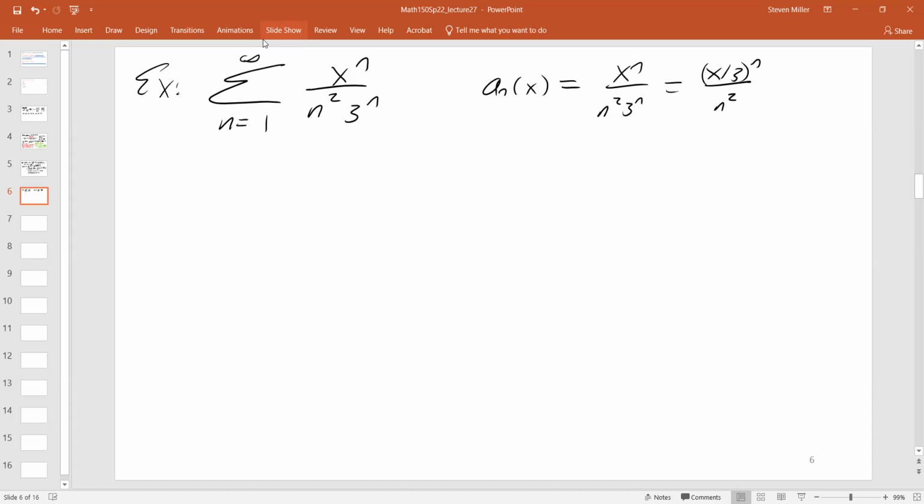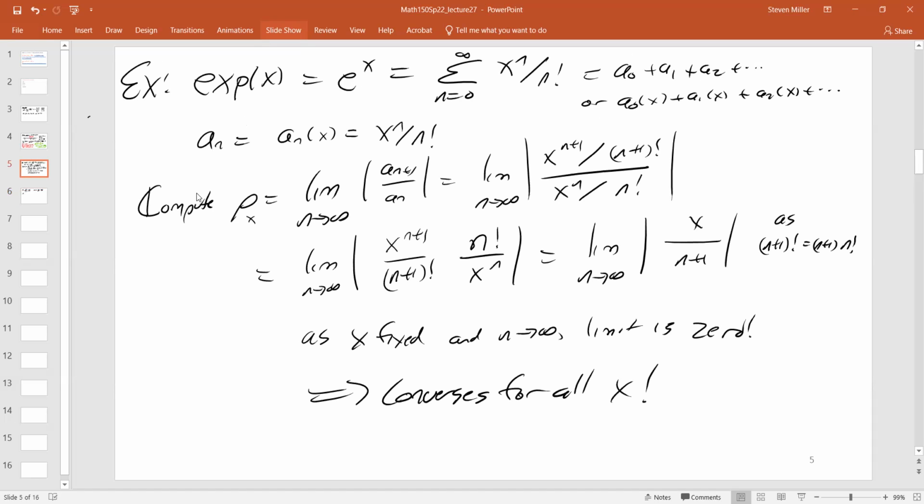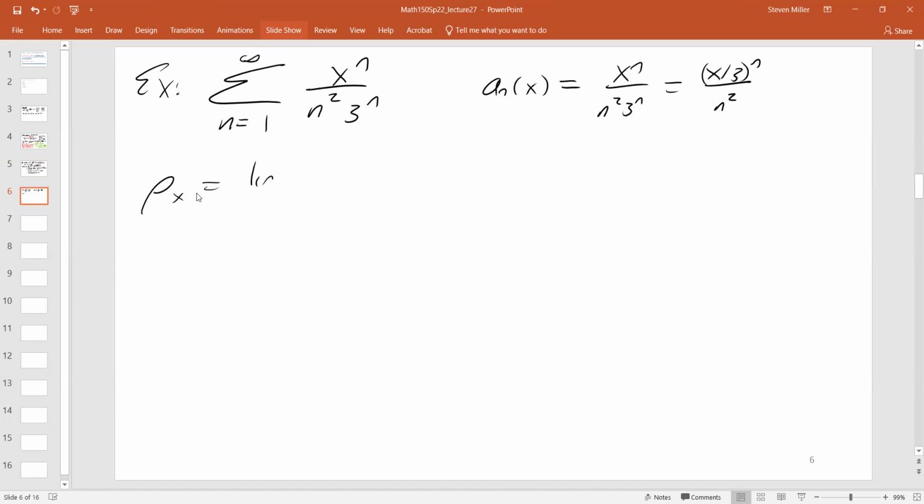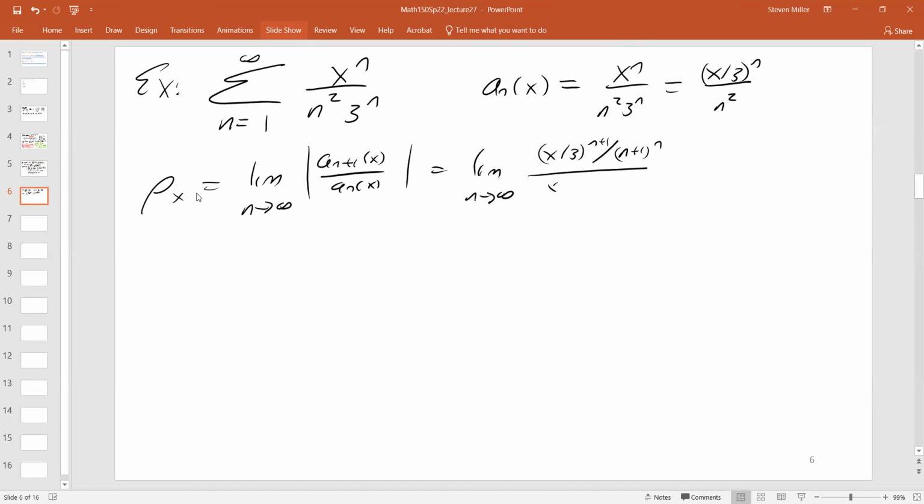And so let's calculate rho. If you want, maybe on the previous page, maybe I should have called this rho sub x because it's going to depend on x. So let's calculate the limit as n goes to infinity of a_(n+1) of x over a_n of x. So that's the limit as n goes to infinity of x thirds to the n plus 1 over n plus 1 squared, over x thirds to the n over n squared. All right, so how would that simplify?